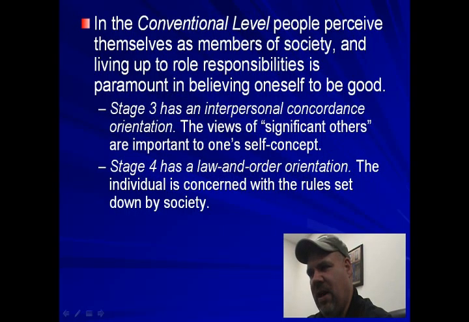In the conventional level, people perceive themselves as members of society, and living up to the role responsibilities is paramount in believing oneself to be good. This level has two stages. Stage 3 has an interpersonal concordance orientation. The views of significant others are important to one's self-concept. Stage 4 has a law and order orientation. The individual is concerned with the rules set down by society.